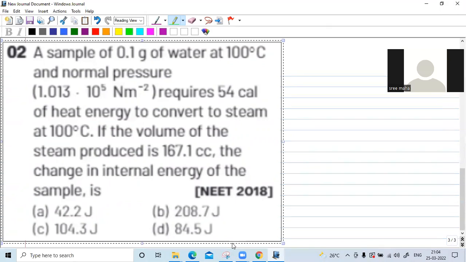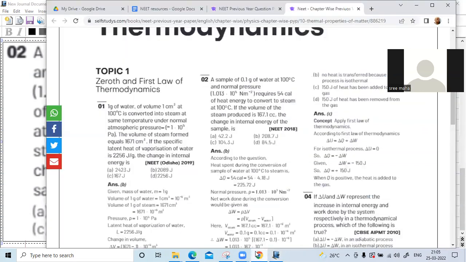It's the same question, exactly the same. They didn't give the initial volume. It's for 0.1 gram of water, right? So you know the density of water. Water usually has 1 gram occupying 1 cc, 1 centimeter cube. So 0.1 gram will occupy 0.1 centimeter cube.